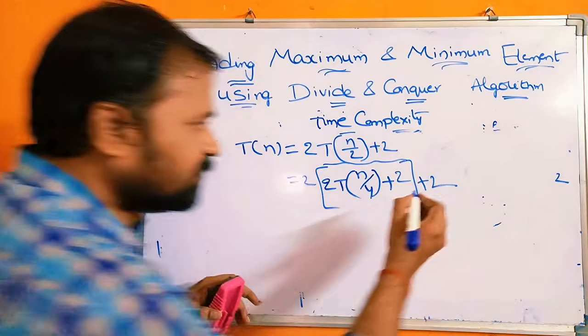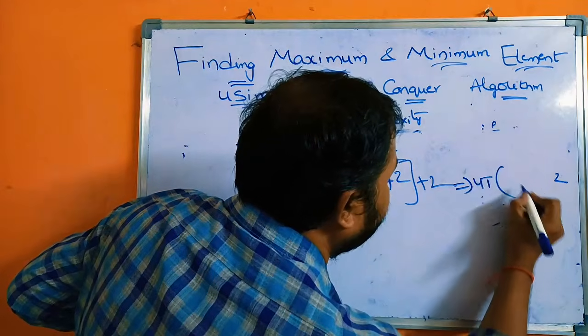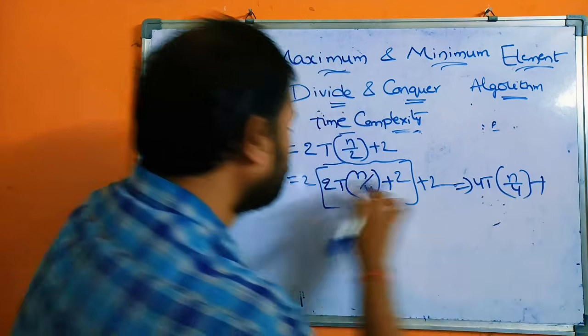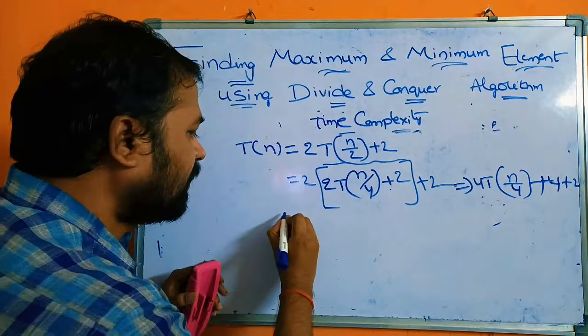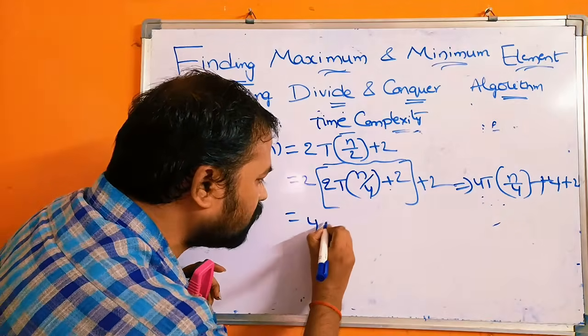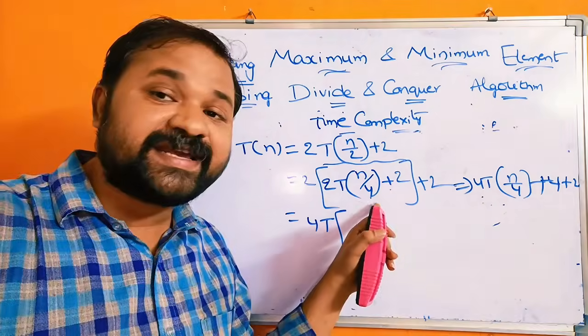Okay. So what is the term here? So 2 into 2, 4T of n by 4 plus 2 into 2, 4, plus 2. Okay, let us derive one more term. So 2 into 2 means what? 4. 4T of. Now let us derive T of n by 4.